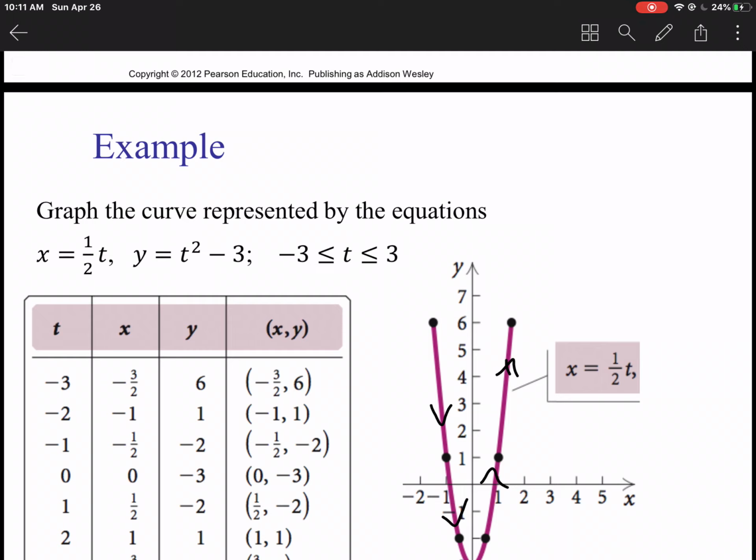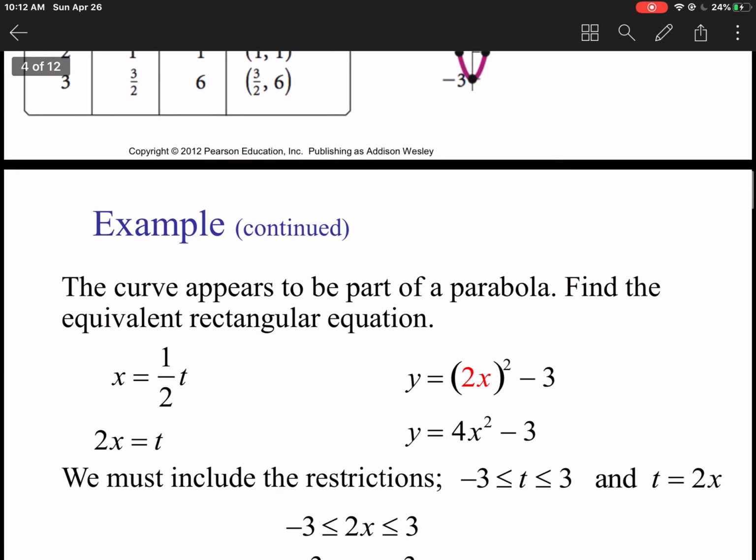The idea is to eliminate the parameter, meaning I want to write a single equation that contains only x and y. You can do that two different ways. This is based on what you remember from algebra when you solve systems of equations: solve one of your equations for one of the variables, and then substitute that variable into your other equation. That's one way we could rewrite these two equations in terms of one.